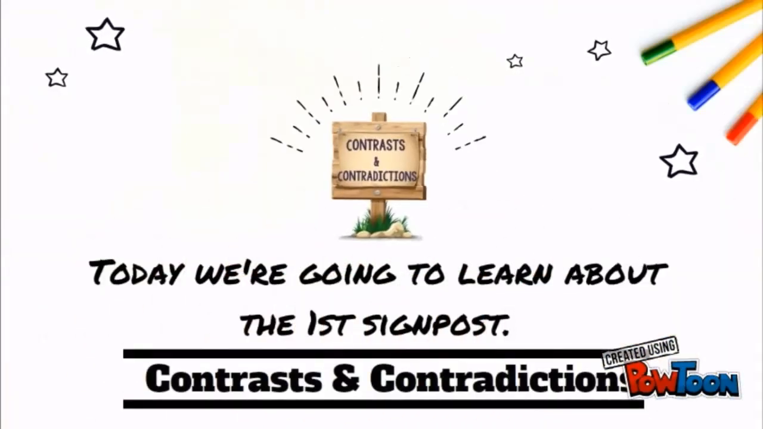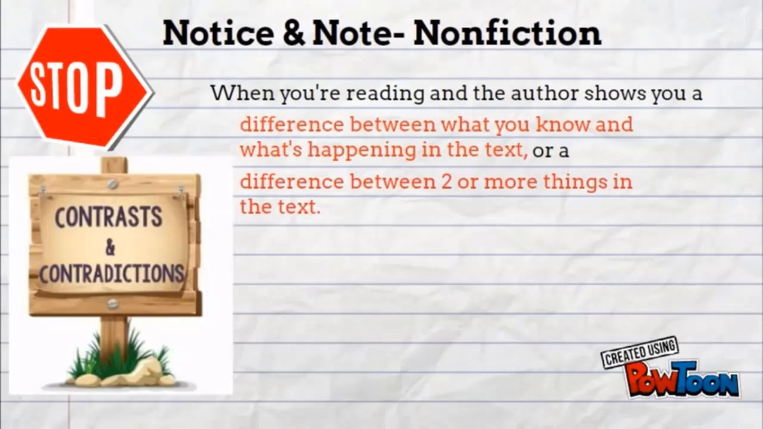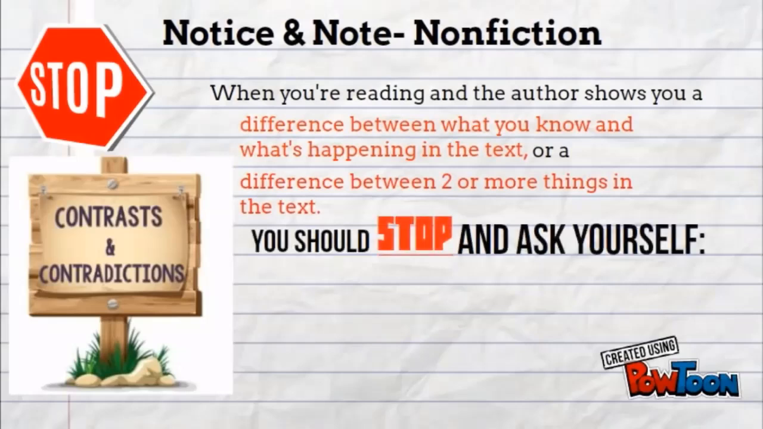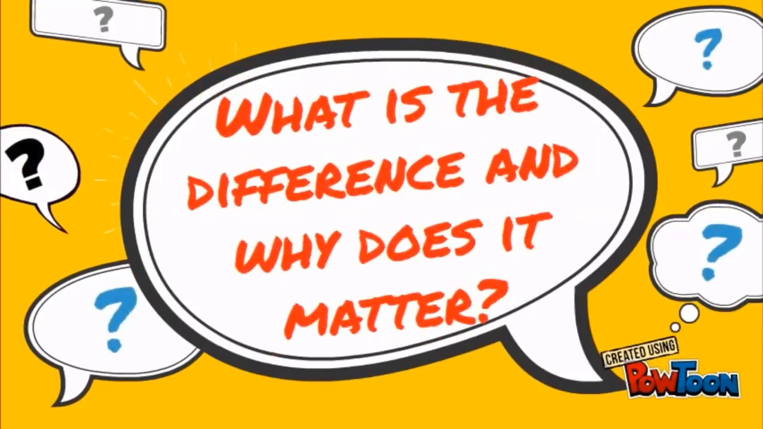First signpost, contrasts and contradictions. Define contrasts and contradictions. When you're reading, the author shows you a difference between what you know and what's happening in the text. Or they show you a difference between two or more things in the text. When this happens, you should stop and ask yourself, what is the difference and why does it matter?